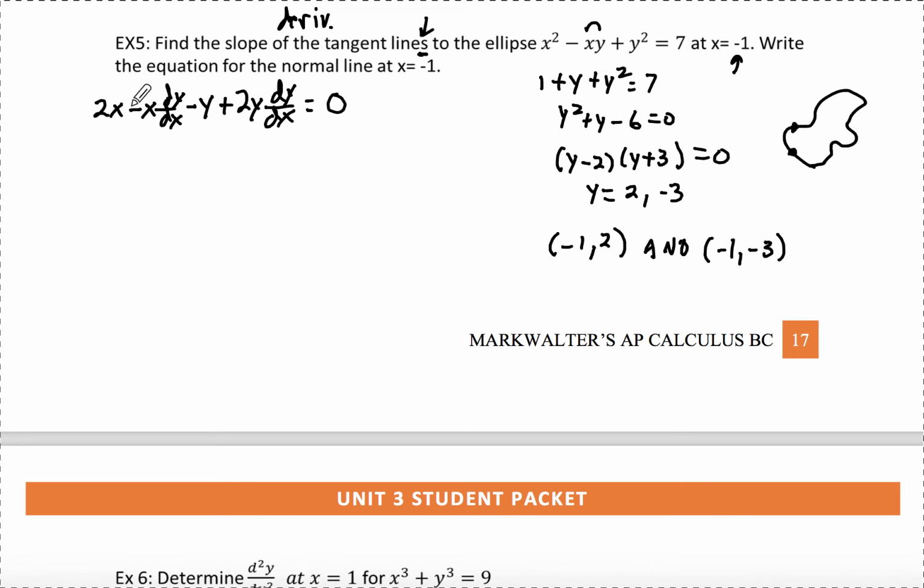If you want to, you can plug in negative 1, you can plug in 2, and then solve for dy/dx. You can plug in negative 1, negative 3, and then solve for dy/dx. You can plug these points in now, or we can do what we did in previous examples and actually solve for dy/dx. I'll do that, but the other way is totally fine too. So I'll say negative x dy/dx plus 2y dy/dx equals, I'm going to subtract 2x to the other side, and add y to the other side.